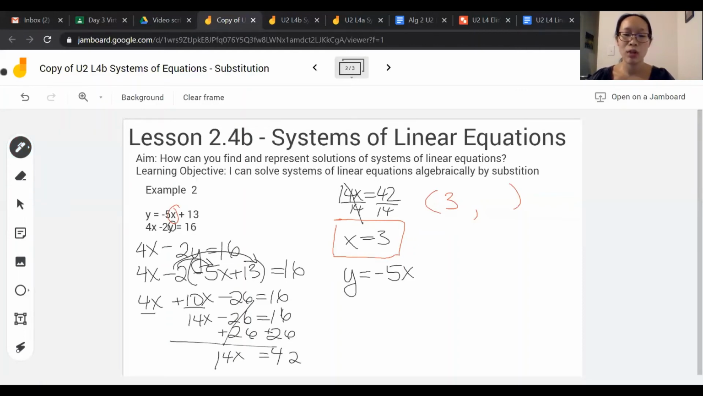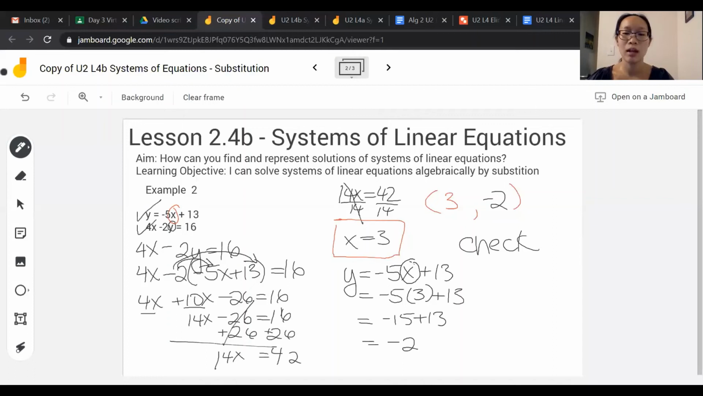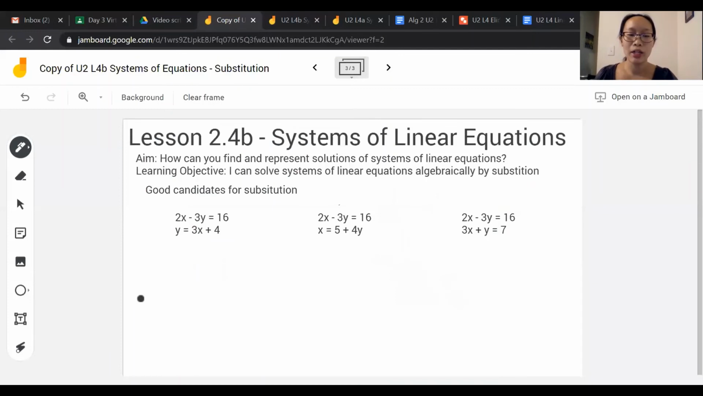So our first equation is y is equal to minus 5x plus 13, and then in place of the x, we'll substitute the 3. That gives us minus 5 times 3 is minus 15 plus 13, and that's negative 2. So our solution is 3 and negative 2, but remember you have to check whether it satisfies both equations. I'm not going to do it here, but you should try it, and you want to make sure that it makes both equations true.